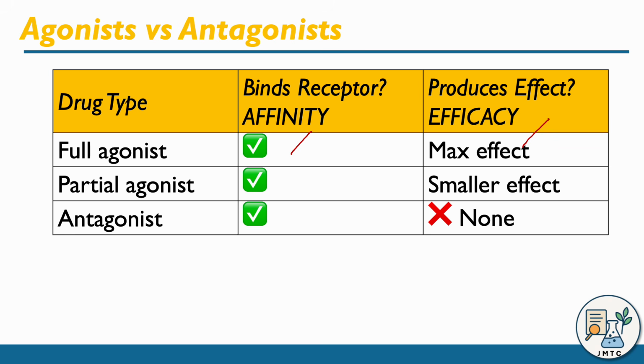Antagonist, on the other hand, it still has affinity. It can bind to the receptor natin, but it has no or zero efficacy, no activation.